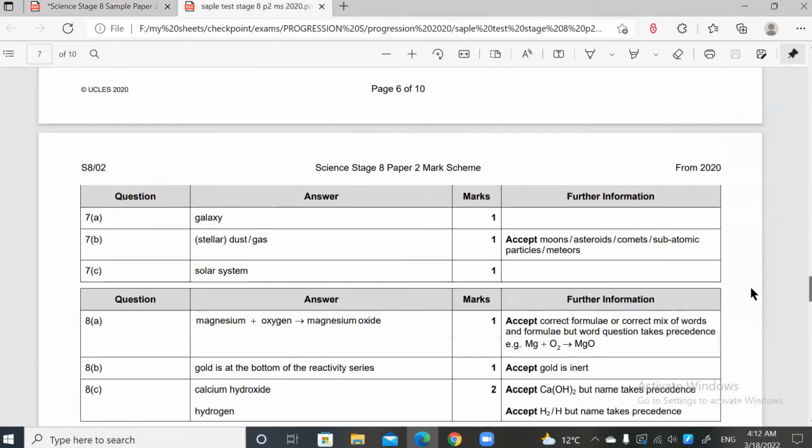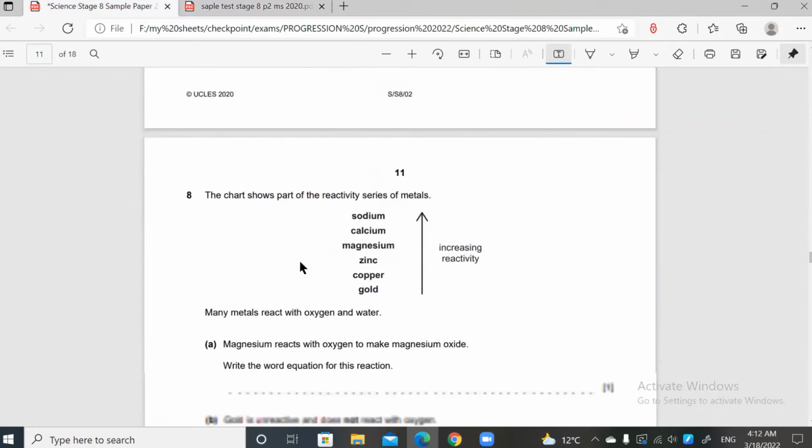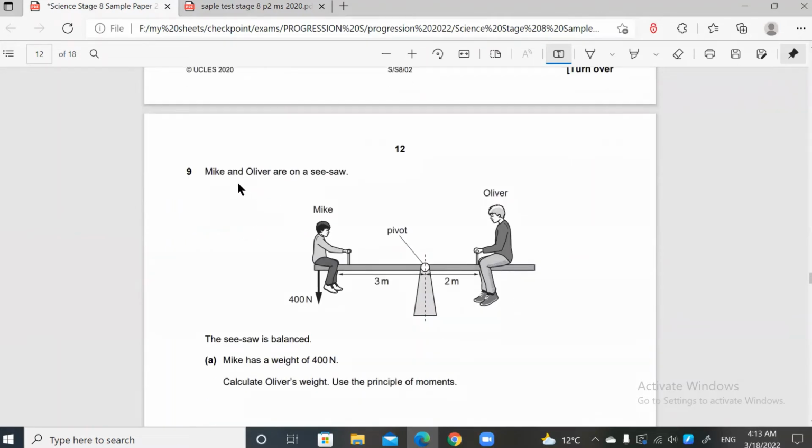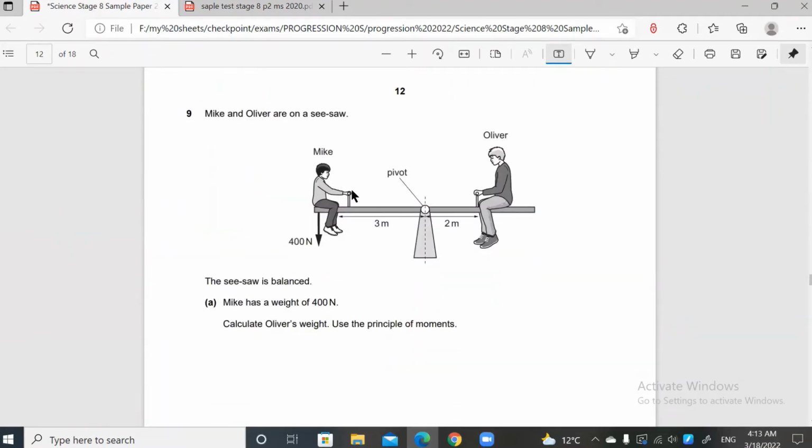This is question number 7. The first one is galaxy, 7B is dust or gas, and finally the answer is solar system. There are another 2 questions for physics in this exam. Question number 9 is asking about the principle of moment.